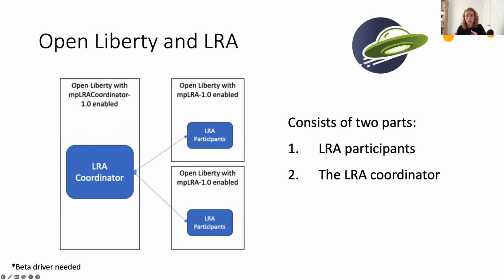In terms of utilizing LRA, as I mentioned, MicroProfile is a spec, so you will need an implementation. In this case, we're using the Open Liberty implementation. And for this, Open Liberty actually uses the Narayana implementation of the LRA specification. So this is more aligned with that orchestration approach. So we have a central coordinator and we have participants. Those are the 2 parts of LRA if you want to use it in Open Liberty with MicroProfile.